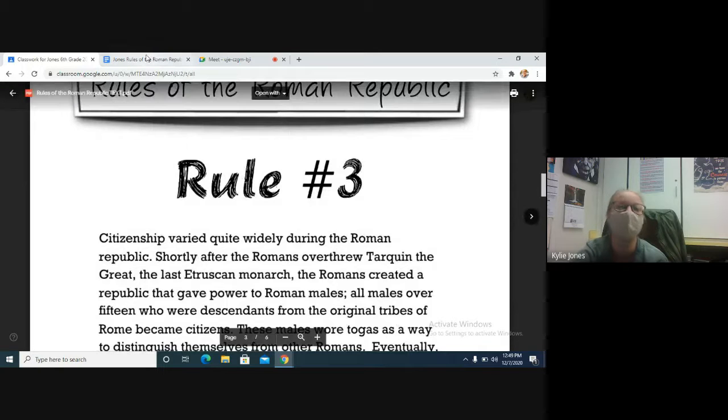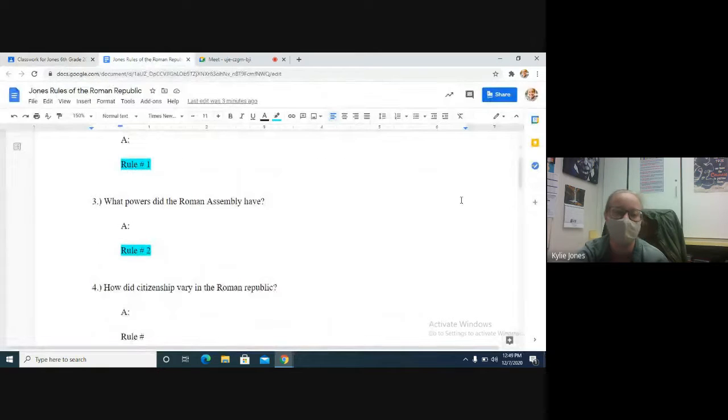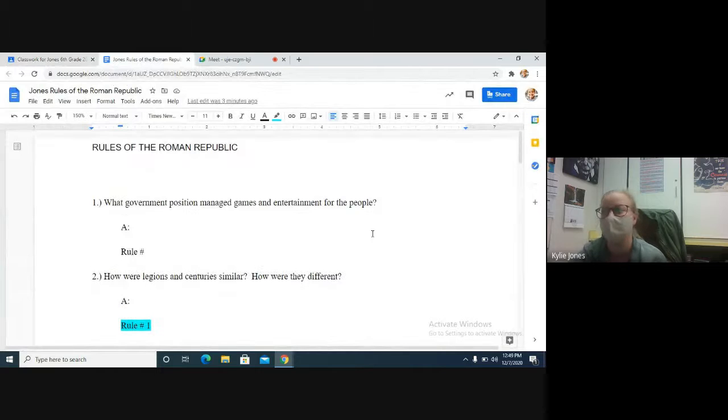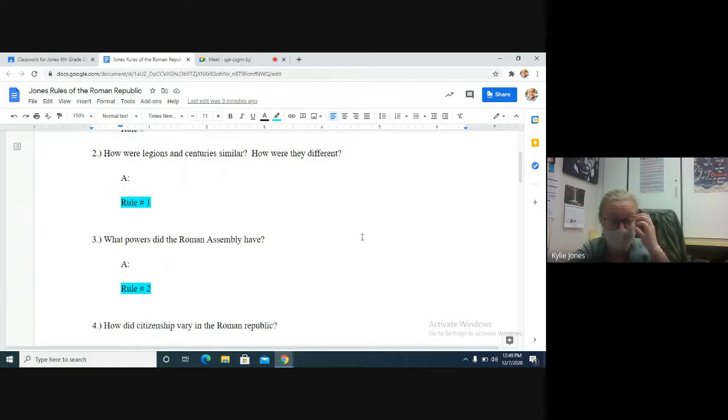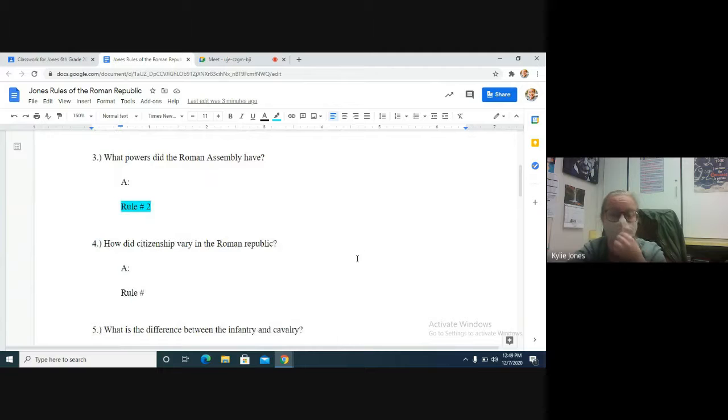So let's go ahead and look over at our stuff. Let's start with number 1. Freeborn means that you're not a slave. You're born free. You're not born into slavery. Number 1 says, what government position managed games and entertainment for the people? Did we talk about that one? Nope. We already know that number 2 is taken, so is number 3. What about number 4? How did citizenship vary in the Roman Republic?